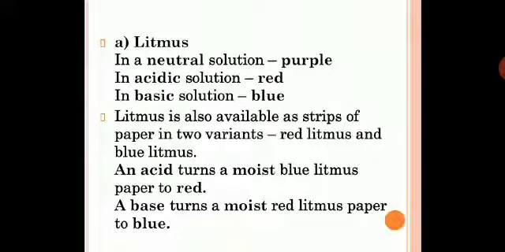An acid turns moist blue litmus paper to red. Please mark the term moist. The highlighted words are extremely important. The litmus paper which you are using should be moist. A blue litmus paper will turn red in acid. A base turns moist red litmus paper to blue, so red will turn blue in a base. Please mark the term moist and the color change, and write it in your notebook. Underline the keywords so that you understand the color change clearly.